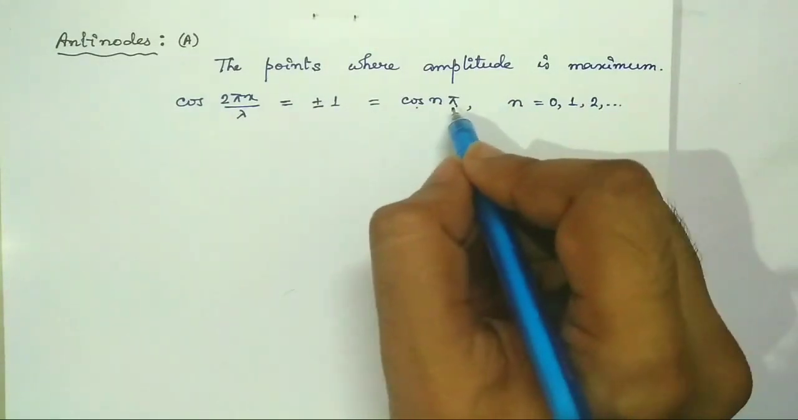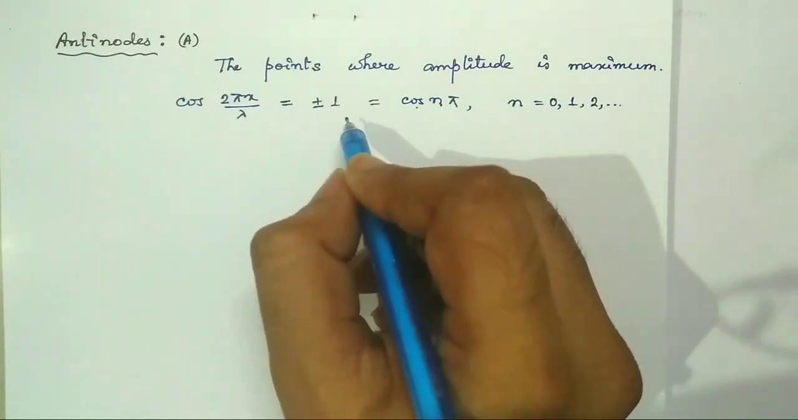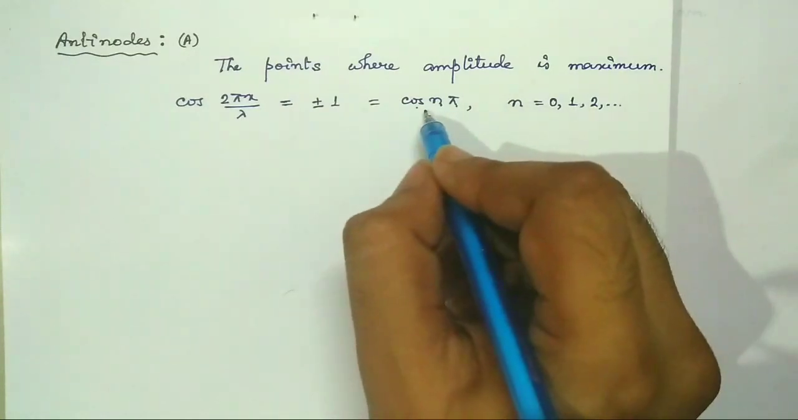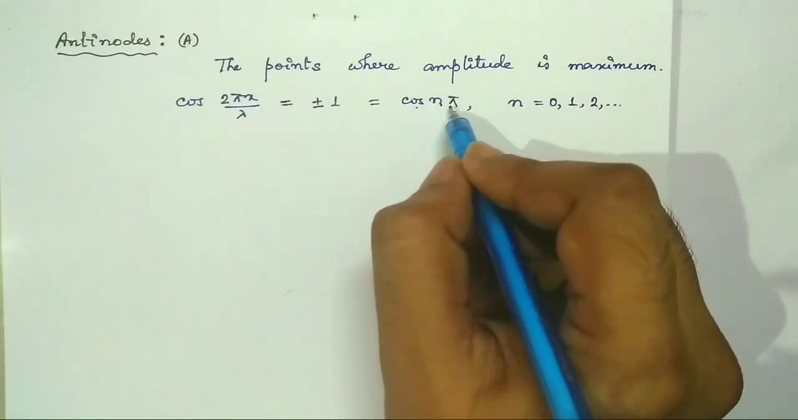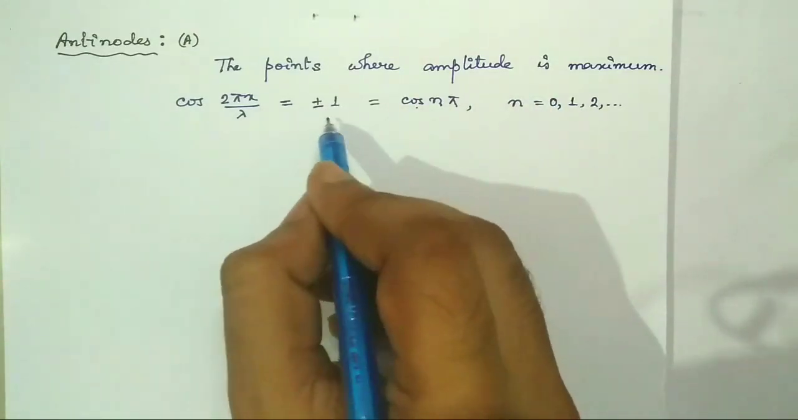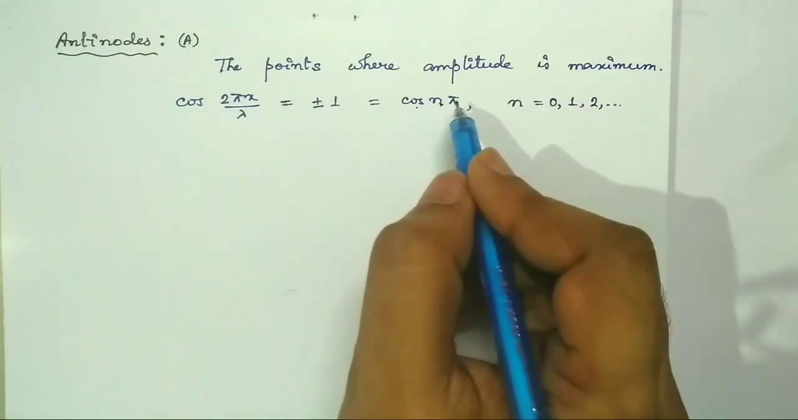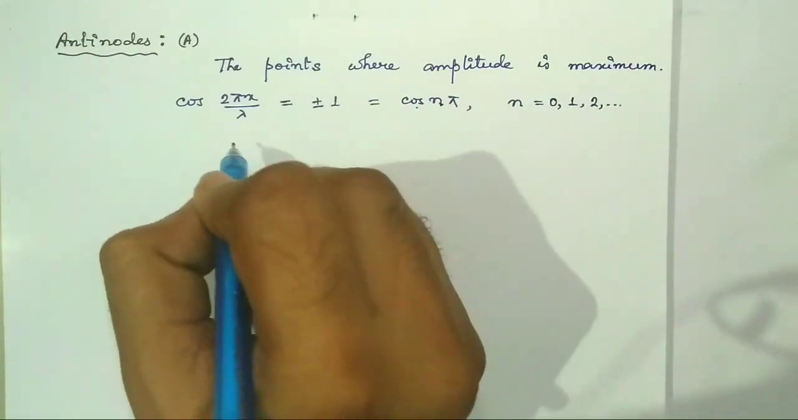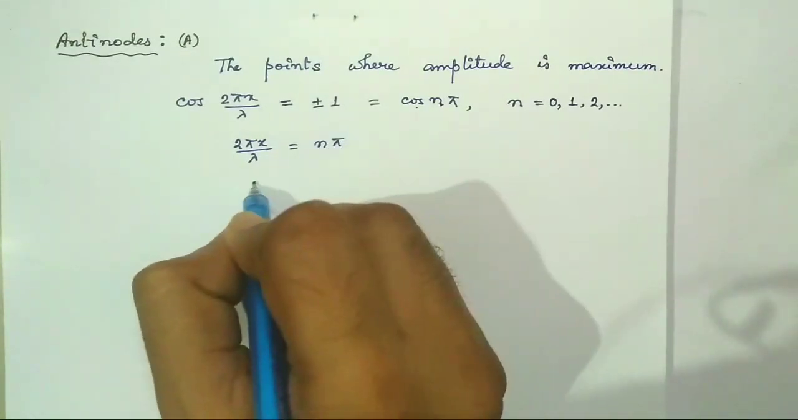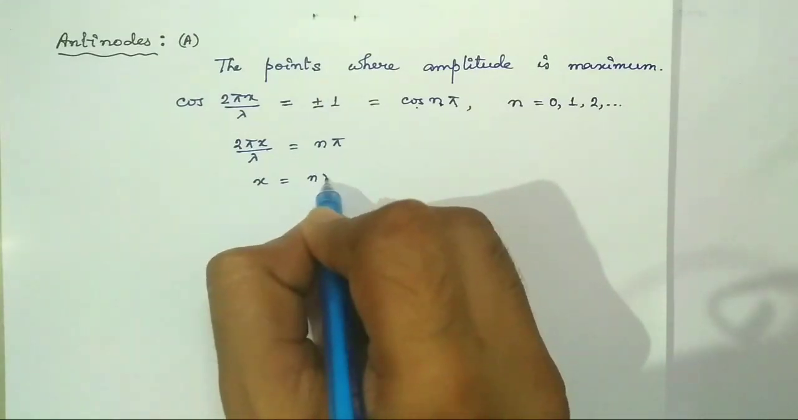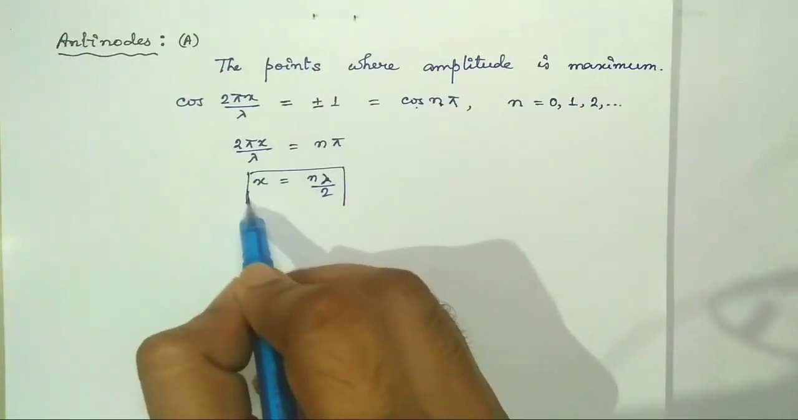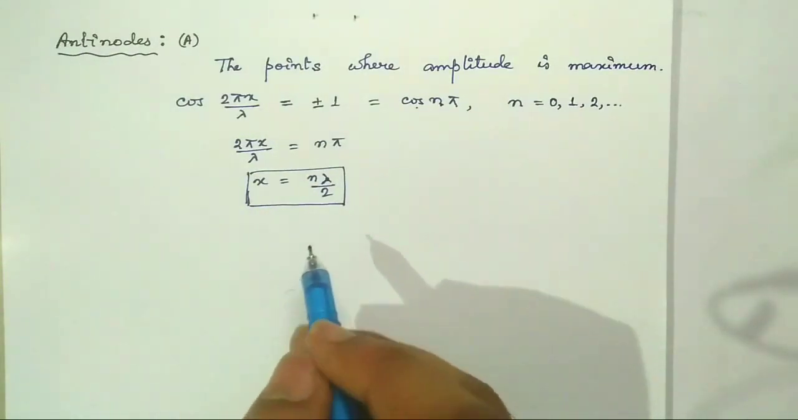If you put n equal to 0, you will get cos 0, which gives you plus 1. If you put n equal to 1, this gives you cos pi, which gives you minus 1 and so on. That is, plus or minus 1 equal to cos n pi in general. Now comparing these two sides, we can write 2 pi x by lambda equal to n pi, which gives us x equal to n lambda by 2. Now we have to locate the positions of antinodes.